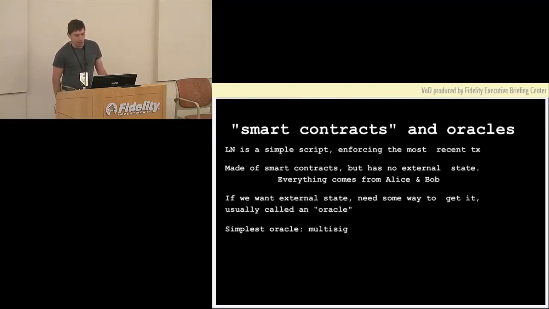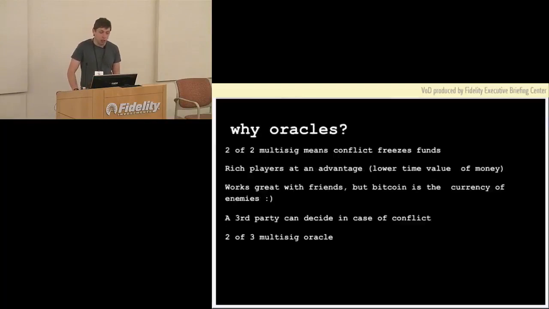But if we want external state, such as, what is the weather today? We need some way to get it, and usually that's called an oracle. So the simplest oracle you can think of is multisig. Or really, the simplest oracle is you just say, we're not even going to use an oracle.